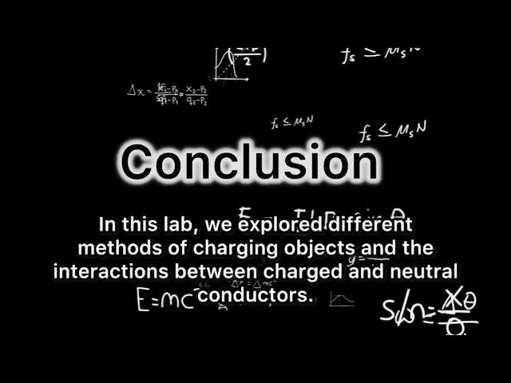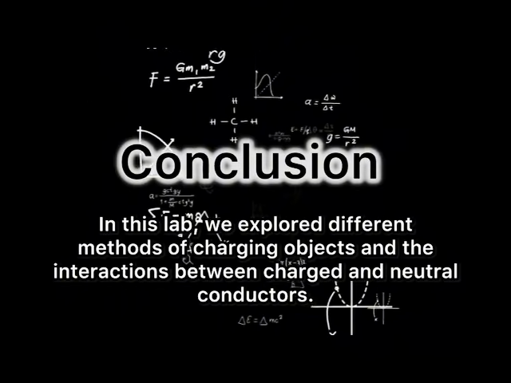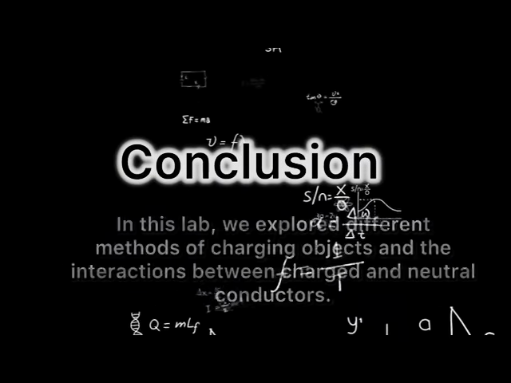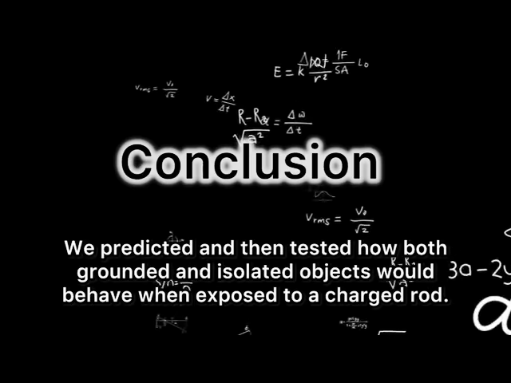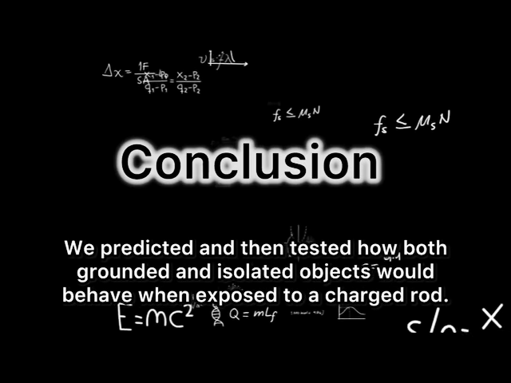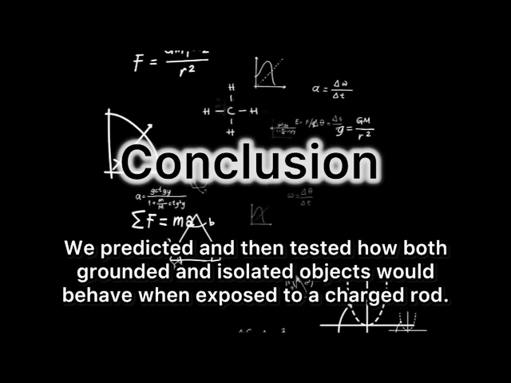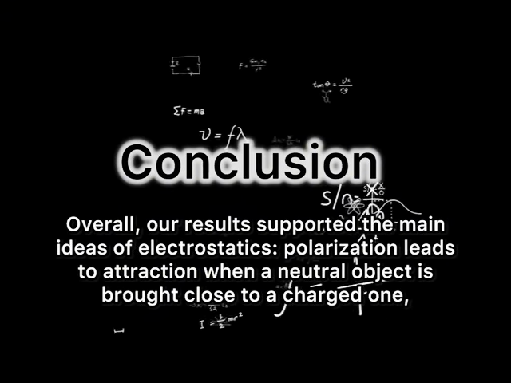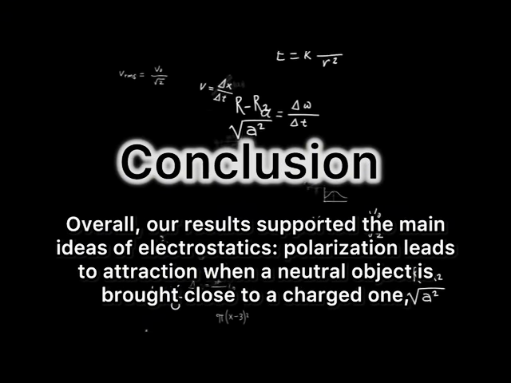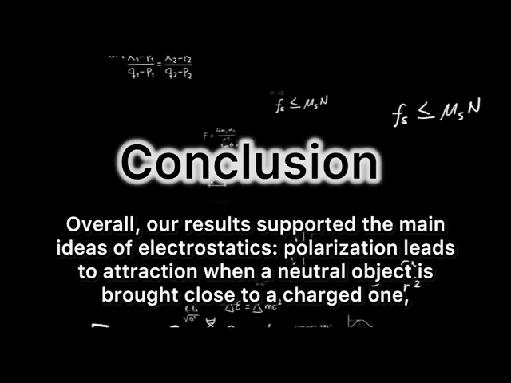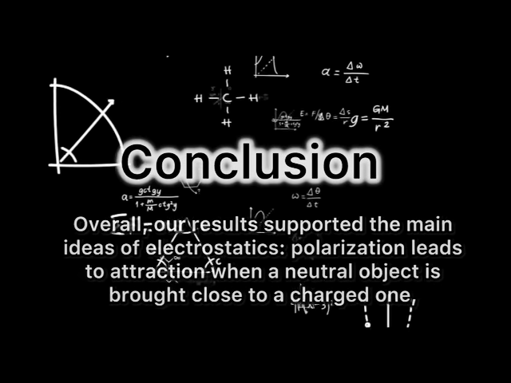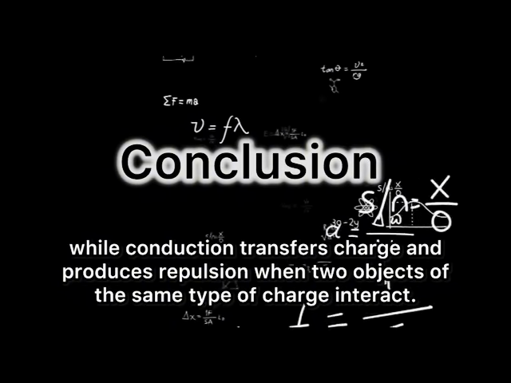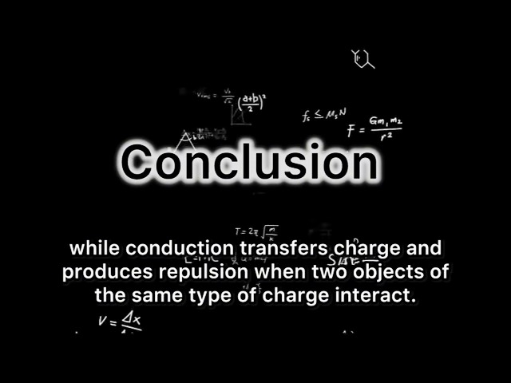In this lab, we explored different methods of charging objects and the interactions between charged and neutral conductors. We predicted and then tested how both grounded and isolated objects would behave when exposed to a charged rod. Overall, our results supported the main ideas of electrostatics. Polarization leads to attraction when a neutral object is brought close to a charged one, while conduction transfers charge and produces repulsion when two objects of the same type of charge interact.